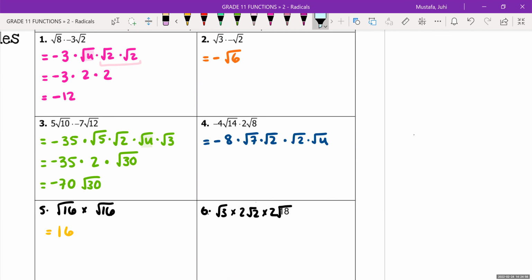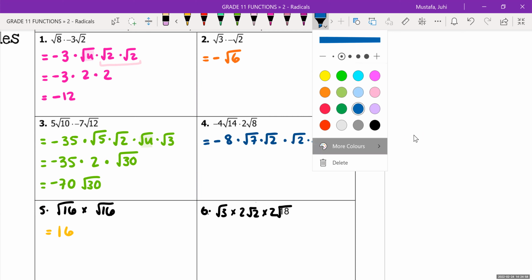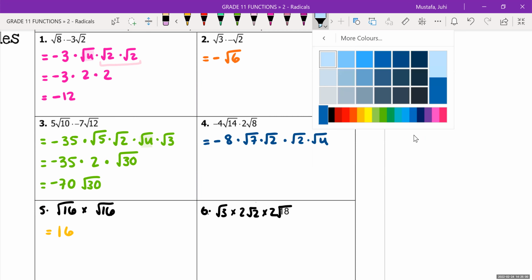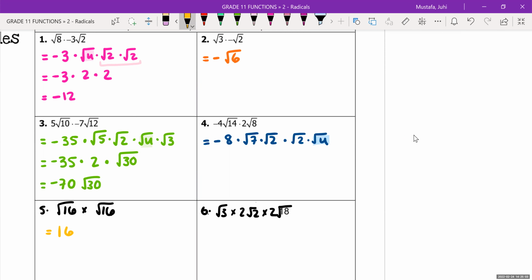We have basically a perfect square right over here. And we have 2 pairs of radicals that we can simplify and make them into a whole number. And that's always our end goal when we're doing these questions. So I'm going to rewrite it.